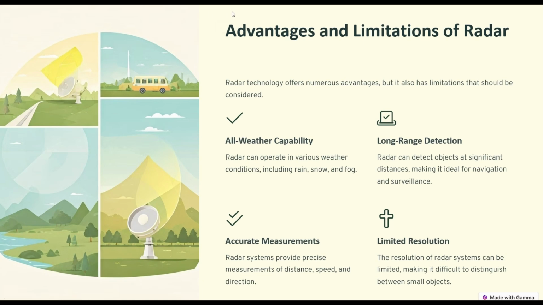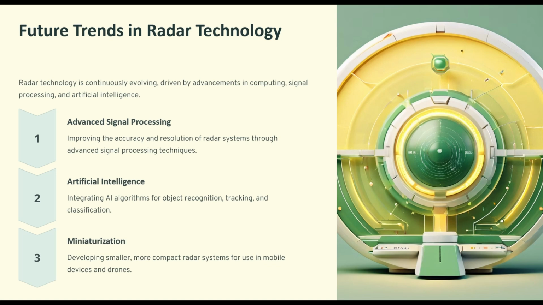Future developments that will help improve radar systems. Radar technology is continuously evolving, driven by advancements in computing, signal processing, and artificial intelligence. Advanced signal processing: improving the accuracy and resolution of the radar system through advanced signal processing techniques can help overcome the limitations of radar systems. Artificial intelligence: integrating AI algorithms for object detection, tracking, and classification can help improve radar systems.